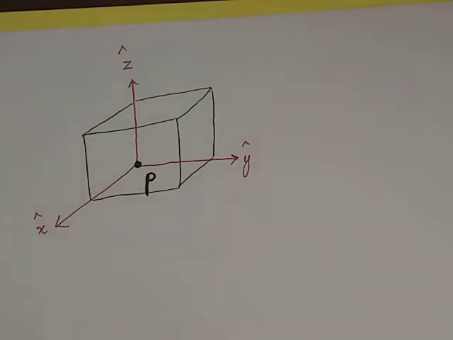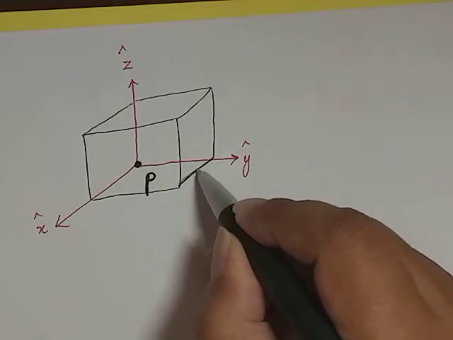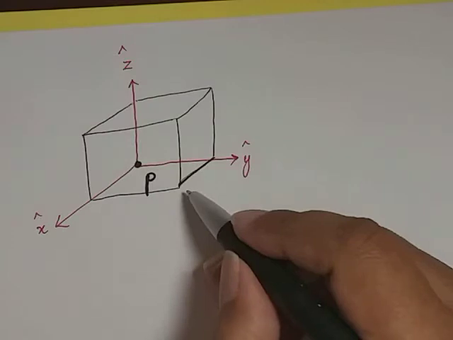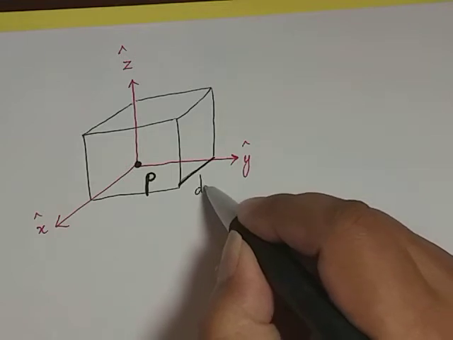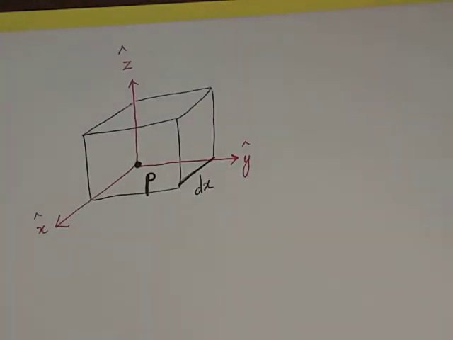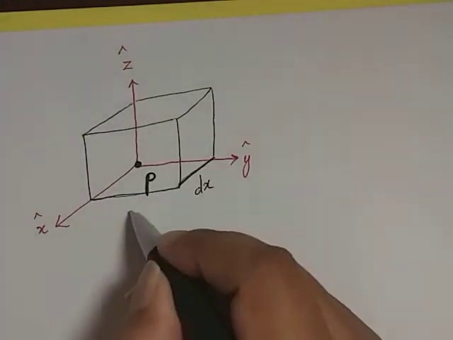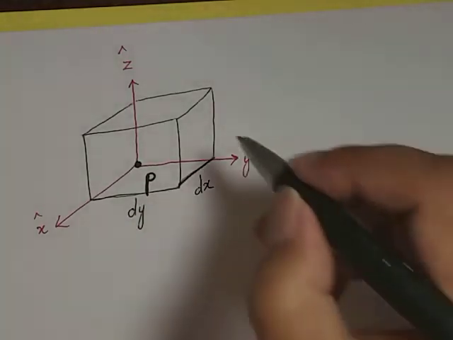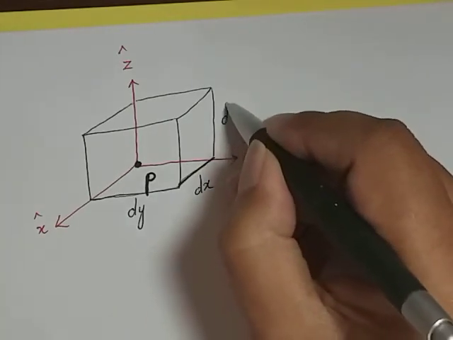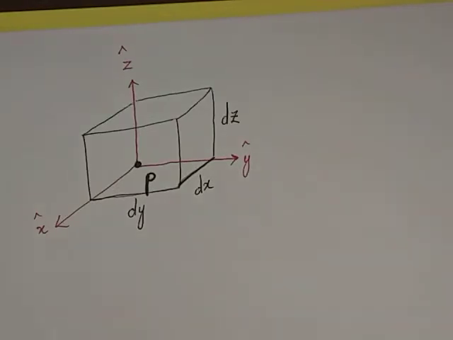Let's first talk about this side of the box. We know this side refers to the x-axis. Since it is small, we define that to be a small change along the x-axis, dx. For this side, depending on the y-axis, we define the small change dy. And finally, this side of the box we define as the small change dz, defined by the z-axis.